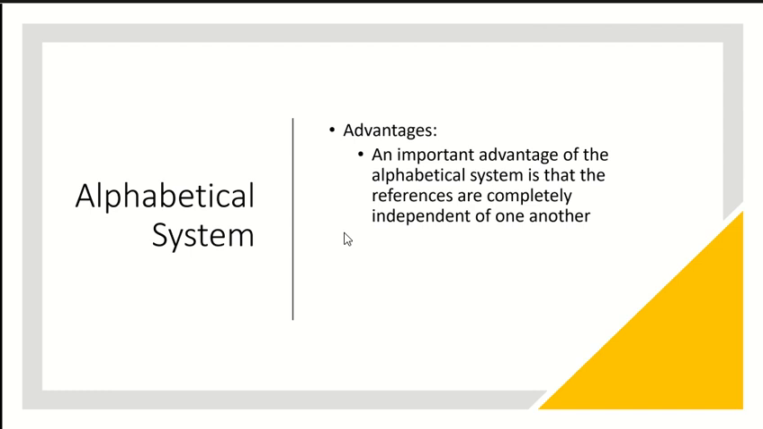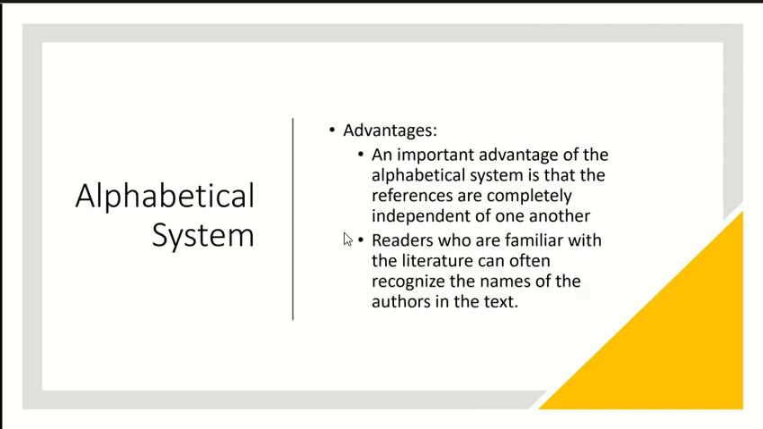But if you are using the alphabetical system, you are putting the author's name. Wherever you put it, there is no problem. I am talking about the text of the report, not the list. The list is as it is. In the report, I took one reference out. I am using the author's name. Nothing will happen to any other reference. So this is the advantage.